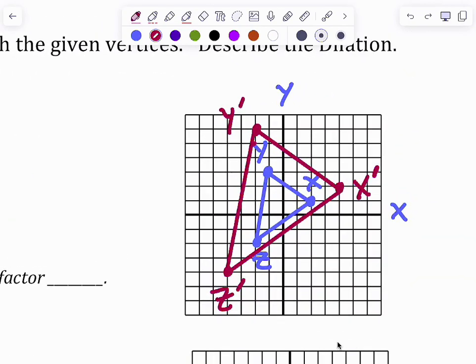Now, if I were to draw a line connecting Y to Y prime and I keep going, I'll eventually hit the origin. You don't have to do that on your diagram. You can if you want. If I go X to X prime, that'll lead me to the origin.